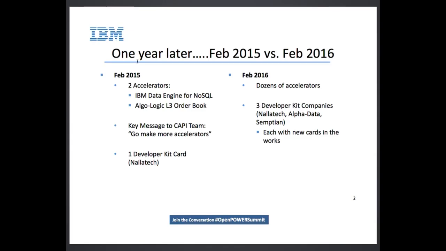Over 20 of them we just put up on our website. If you go to ibm.biz/powercapi, you will see the listing of many of the accelerators that I'm going to just show their names here. We now have 3 developer kits, one from Nalitech, Alpha Data, and Semptium, all of which those cards and those companies are here today.